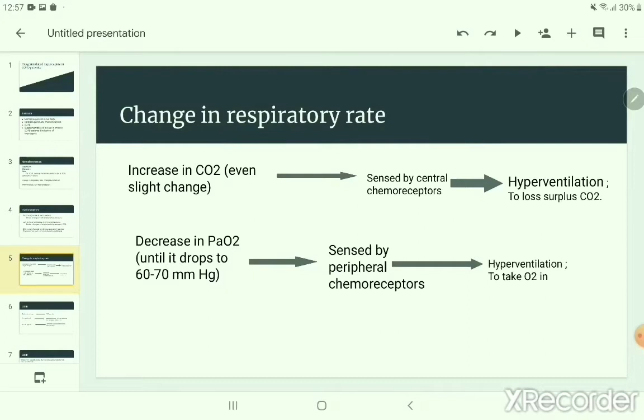So how do the changes in respiratory rate occur? When there is an increase in carbon dioxide level, this is sensed by the central chemoreceptors, which cause hyperventilation in an attempt to exhale the maximum carbon dioxide. When the carbon dioxide normalizes, the respiratory rate decreases. Similarly, the respiratory rate can also be affected by the arterial pressure of oxygen, but only when it drops to 60 to 70 millimeters of mercury.